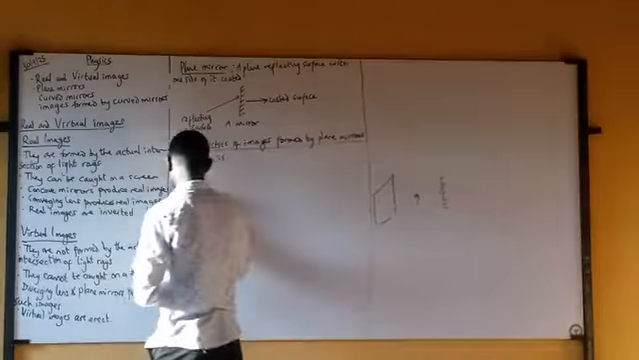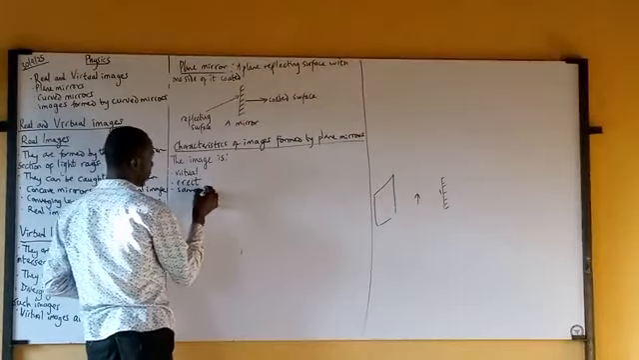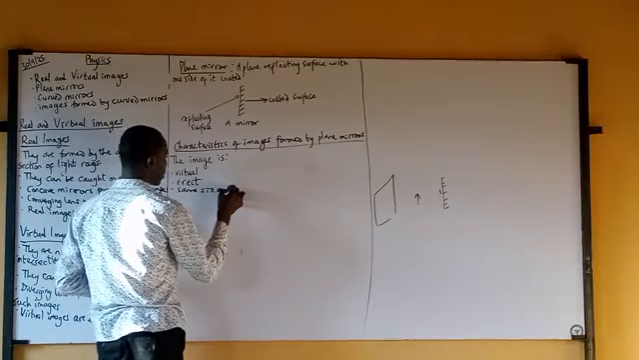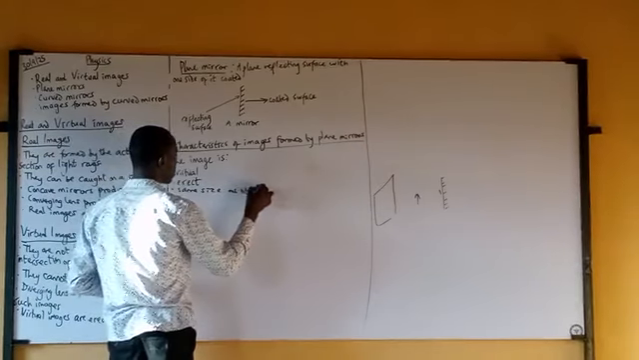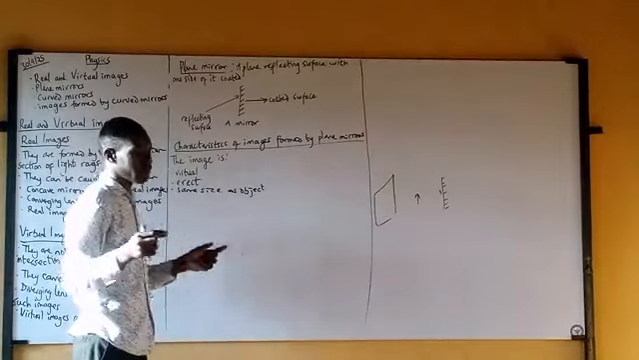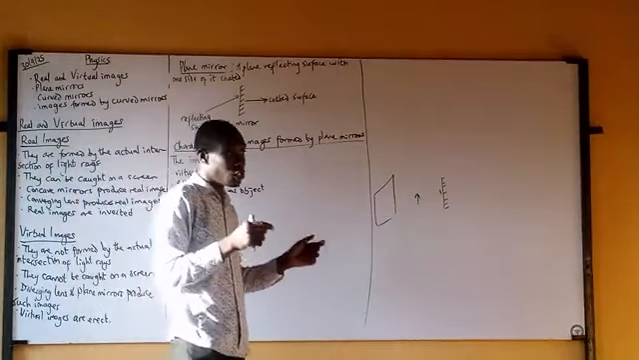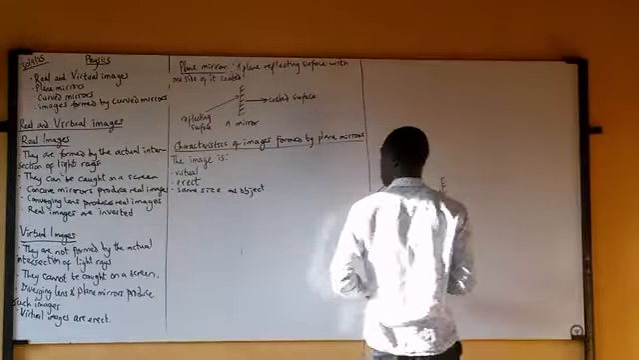You are not going to get something like this inside the mirror. No. It will still be the exact orientation as this. Another thing is it has the same size as the object. So it's not going to magnify or diminish the image of the object.